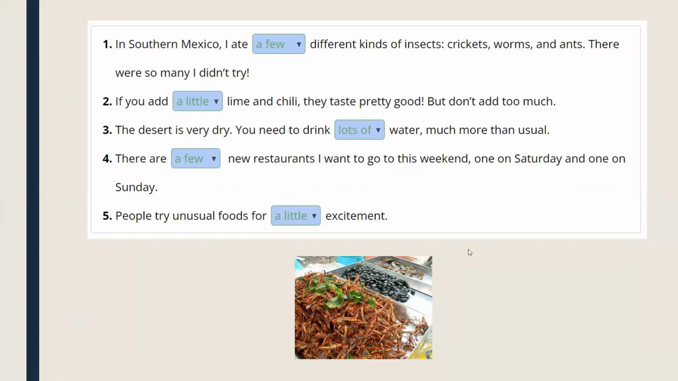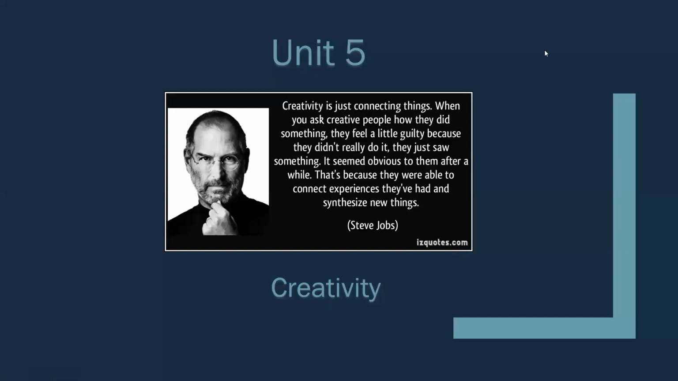Okay, so let's move on to the next one. So Unit 5, that was the end of Unit 4. So in Unit 5, we talked about creativity. So if you decide to present a project about Unit 5, you should talk about creativity.